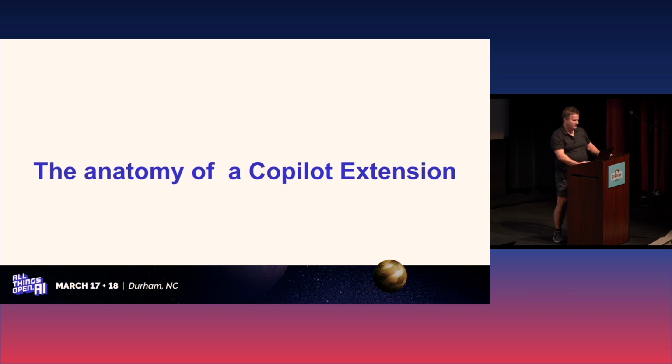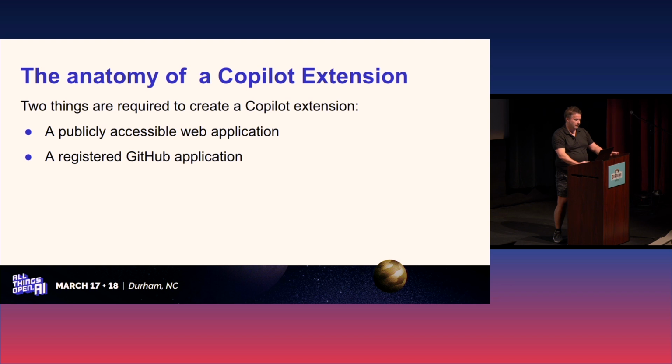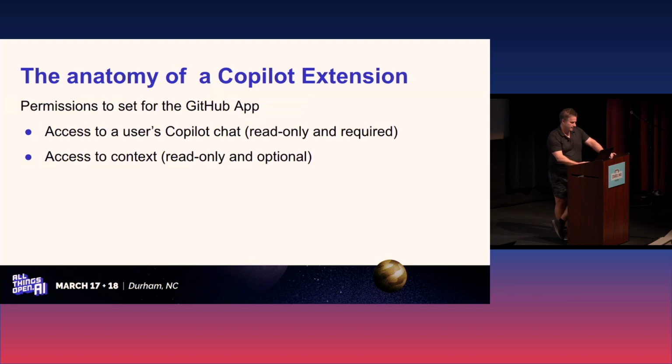All right. So let's go over what the anatomy of a Copilot extension is. There's really only two things that are required to create a Copilot extension: a publicly accessible web application and a registered GitHub app. And then the other thing is you need to have permissions set in the GitHub app for Copilot specifically. And you typically want to go with the principle of least privilege, so only set the permissions that you need to.